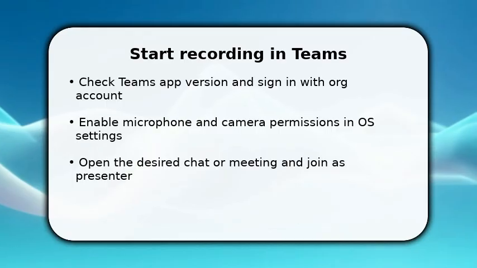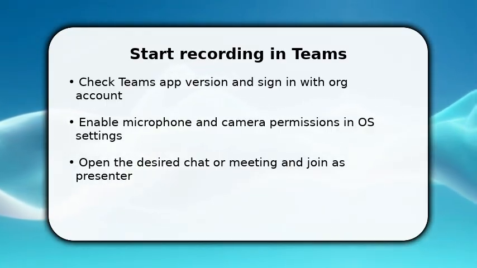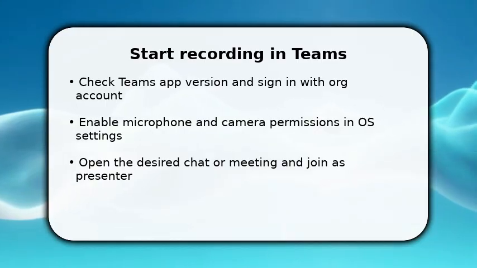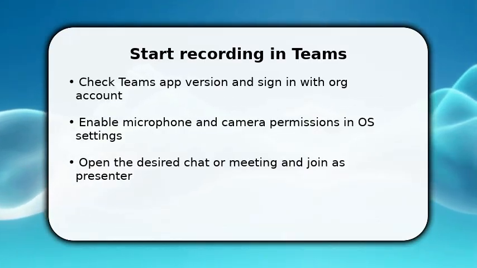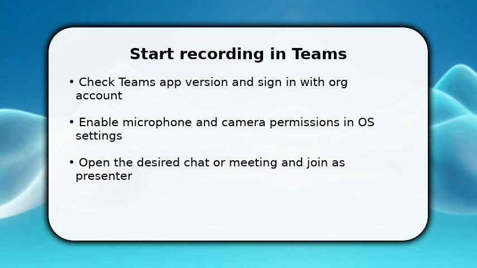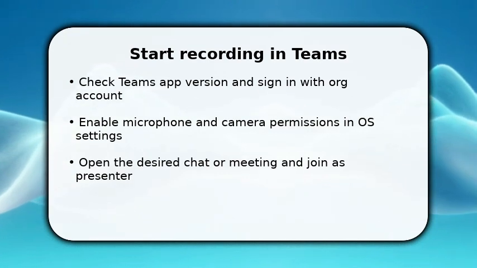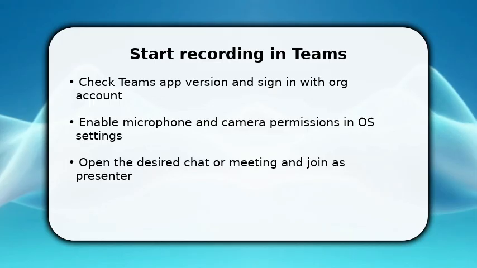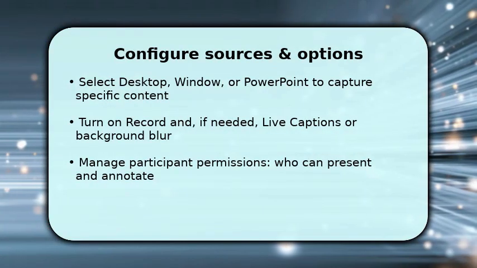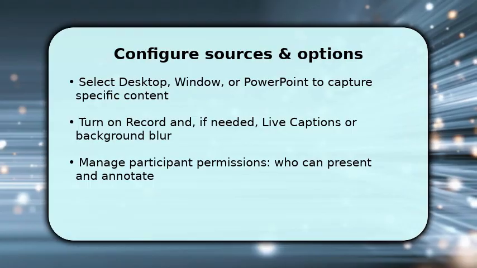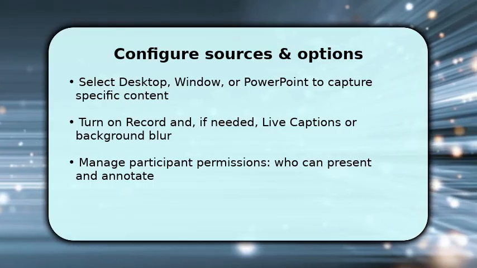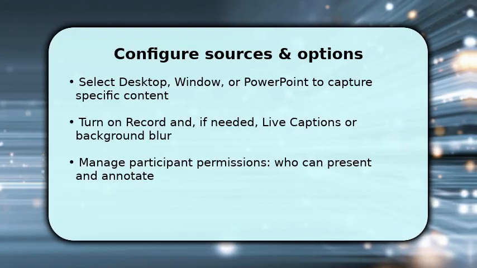Click Share, choose Desktop or Window to define what you'll capture, and set camera on or off depending on whether you want picture-in-picture. Do this immediately so the recording begins with the correct source and no retakes are needed. Once you've shared your screen, choose the exact source, Desktop for full screen, Window for a single app, or PowerPoint for slides. This controls file size and focus.